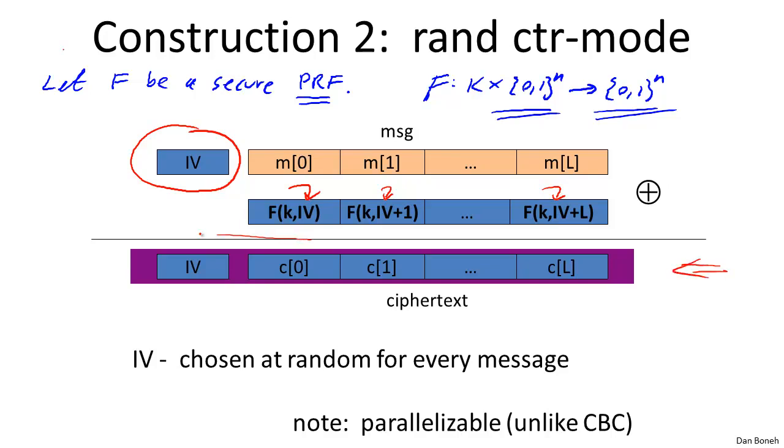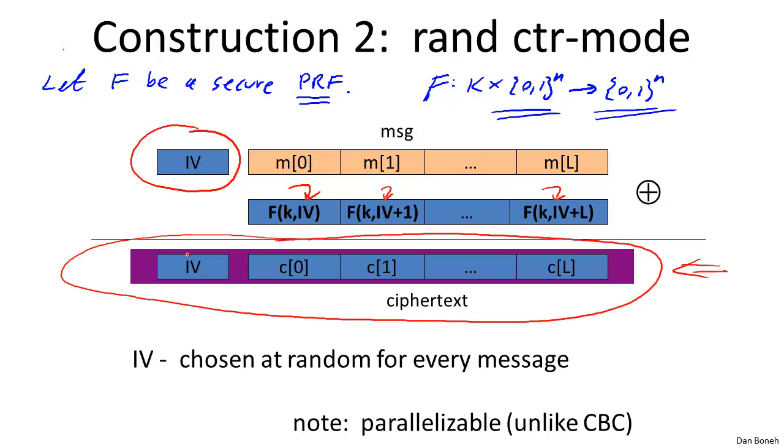As usual, the IV is included along with the ciphertext, so the ciphertext is a little longer than the original plaintext. The point, of course, is that the encryption algorithm chooses a new IV for every message, so even if I encrypt the same message twice, I'm going to get different resulting ciphertexts.